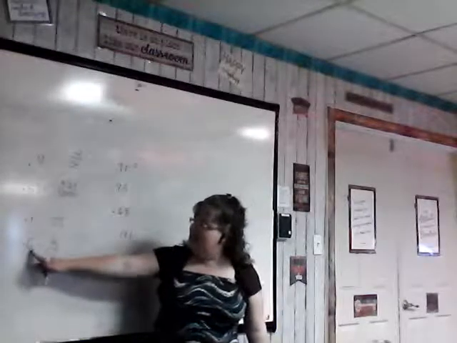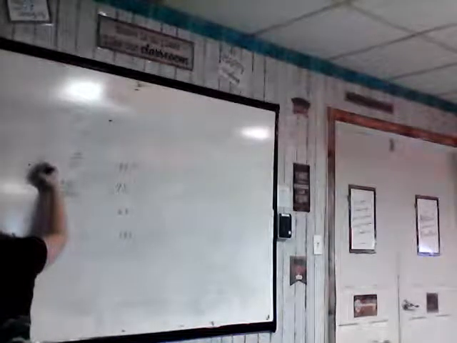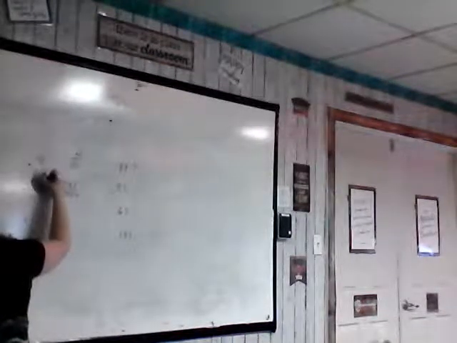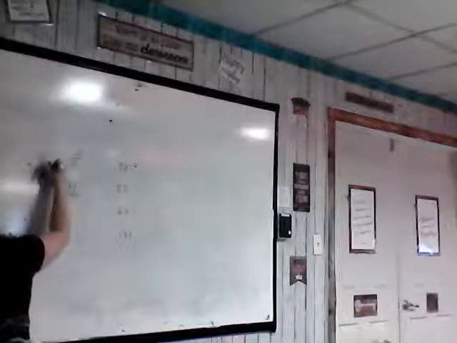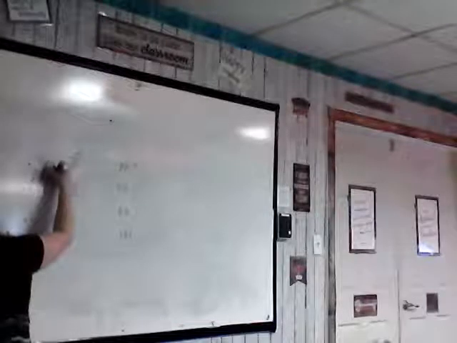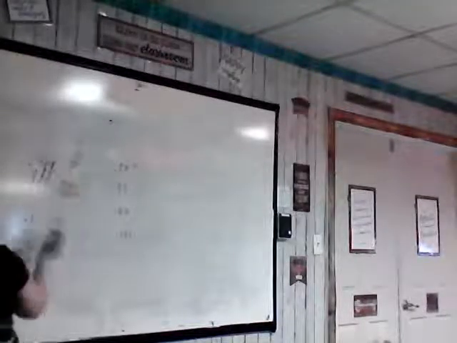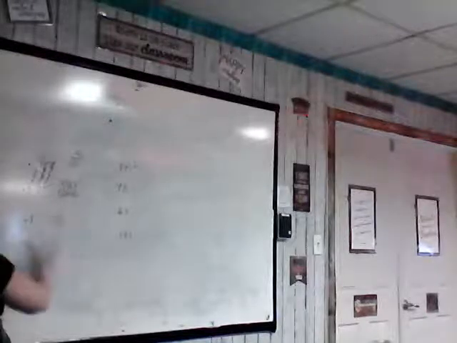Because it's in the tenths spot. So if I did my place value for decimals, this would be tenths, and then hundredths, and then thousandths. Okay? So because it's in the tenths spot, I put a 10 underneath.